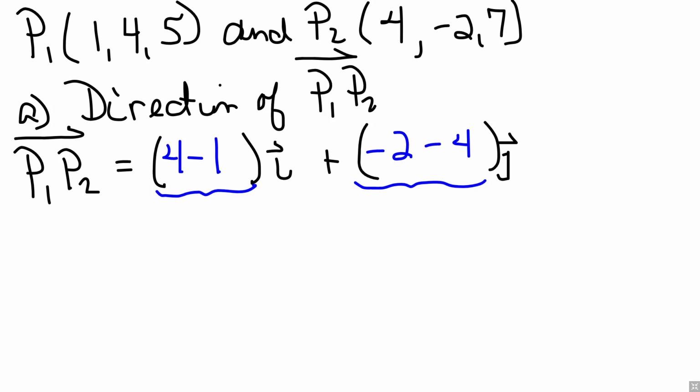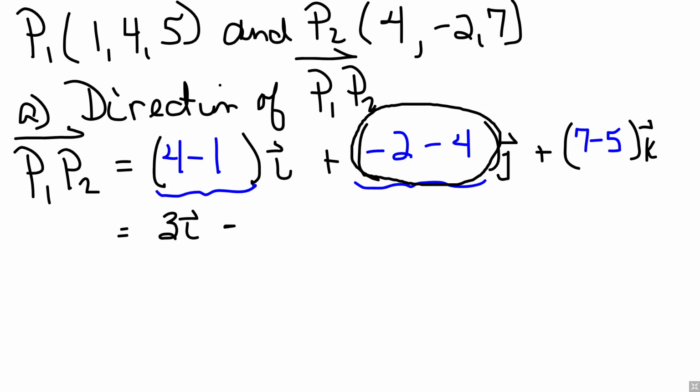Okay, good. And then the last one, for the k direction, in the parentheses, we're going to have what? 7 minus 5. Yes, 7 minus 5. Okay, if we clean all this up, we're going to have 3 in the i direction minus, and the reason I'm changing the sign to minus is because this is going to create a negative number, so minus 6 in the j direction plus 2 in the k direction. Okay, so we found our vector. Any questions there?